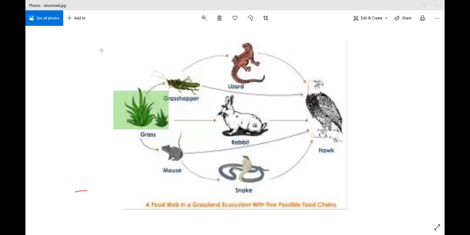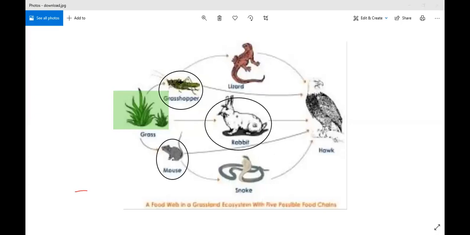Who are the primary consumers? Snake. The snake is the primary consumer. Don't forget that the primary consumers are herbivores. Grasshopper. The grasshopper is a primary consumer. What else? Mouse. And the lizard. The rabbit.